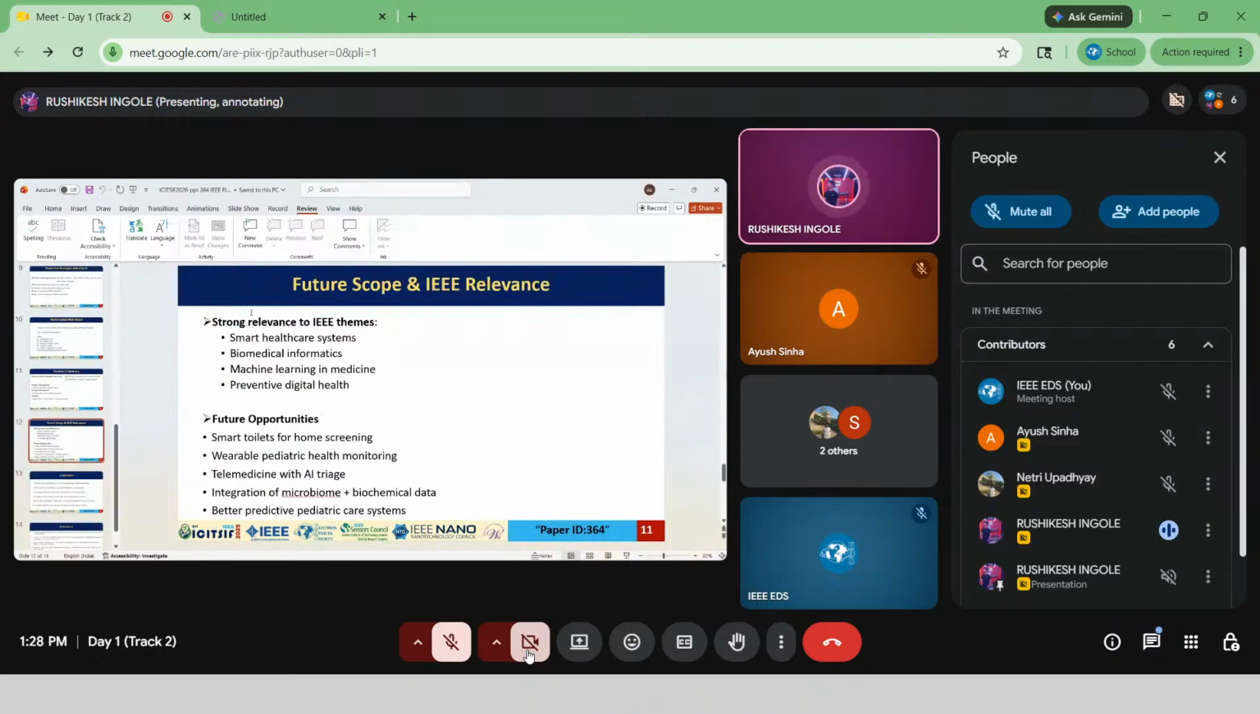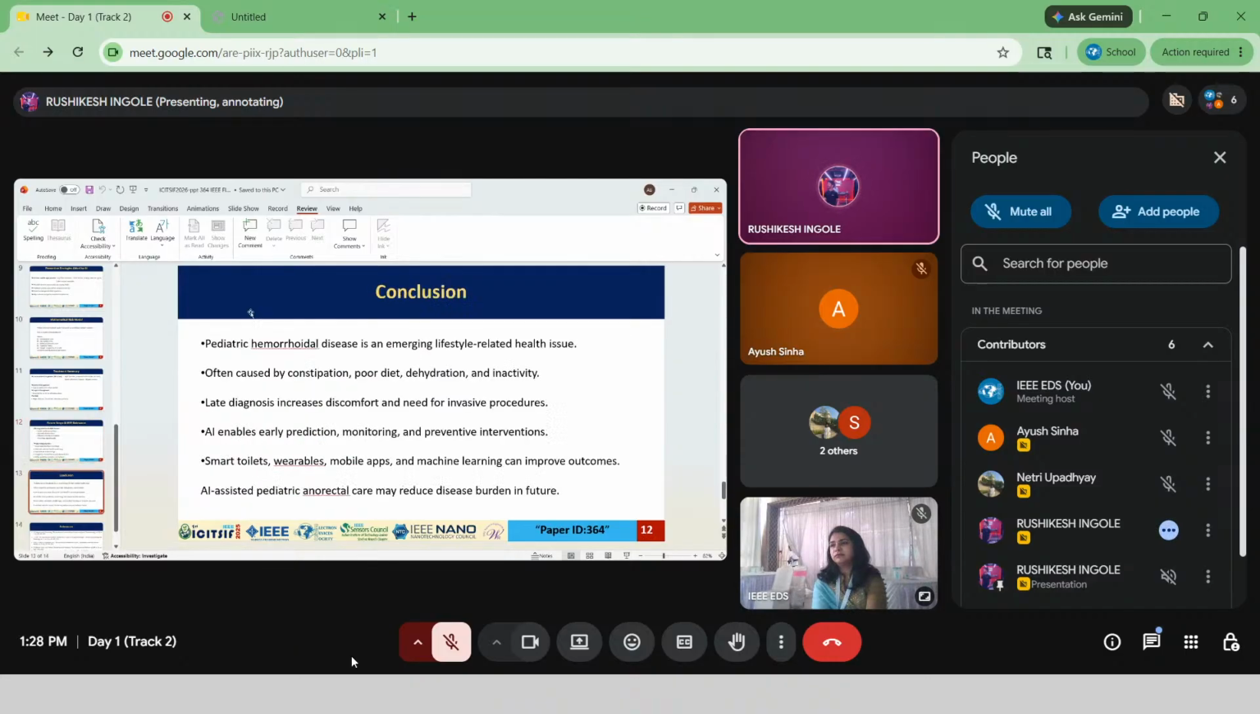Future scope and IEEE relevance: strong relevance to IEEE themes such as smart healthcare systems, biomedical informatics, machine learning in medicine, and preventive digital health. Future opportunities: smart toilets for home screening, wearable pediatric health monitoring, telemedicine with AI triage, and integration of microbiome and biochemical data for better predictive pediatric care.